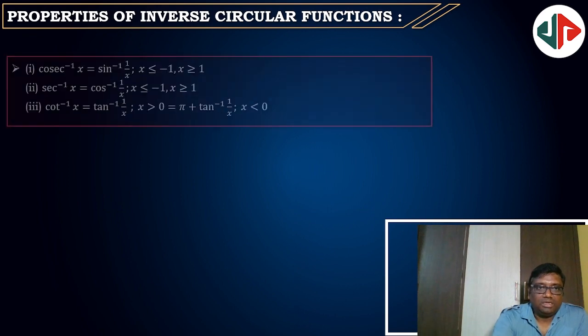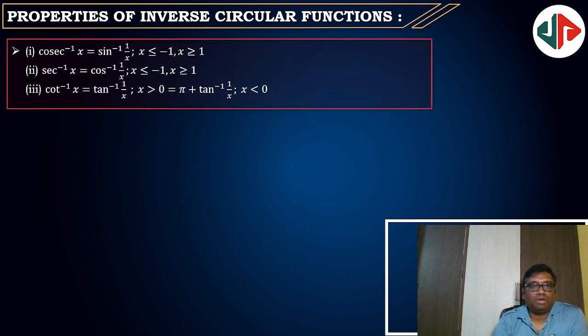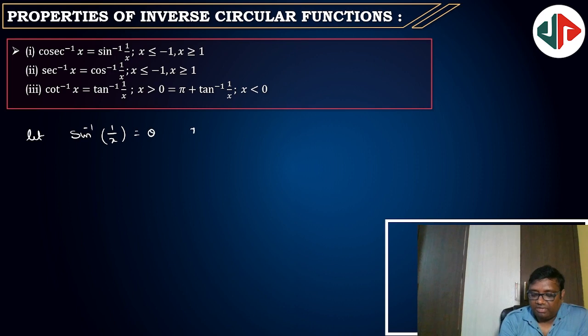Now let us see some basic conditions. Cosecant inverse of x is always equal to sine inverse of 1 by x when x is less than or equal to minus 1 or x is greater than or equal to 1. Let us consider sine inverse of 1 by x is equal to theta. Here x value must be less than or equal to minus 1 or greater than or equal to 1, because 1 by x value must lie between minus 1 to plus 1.